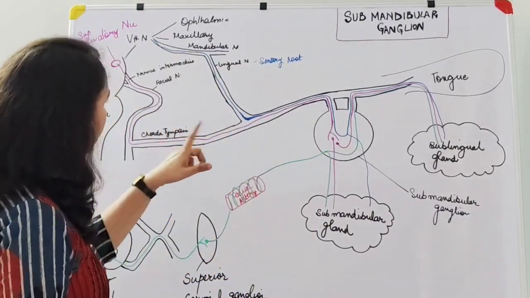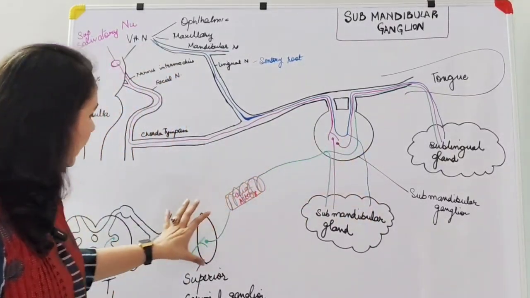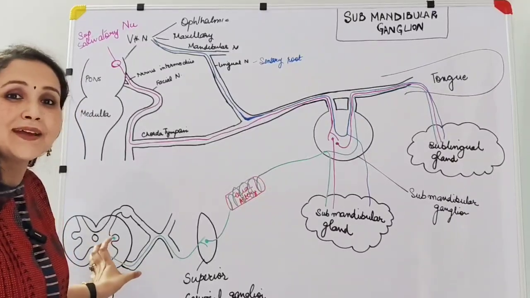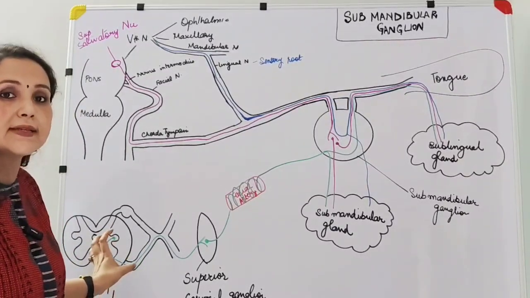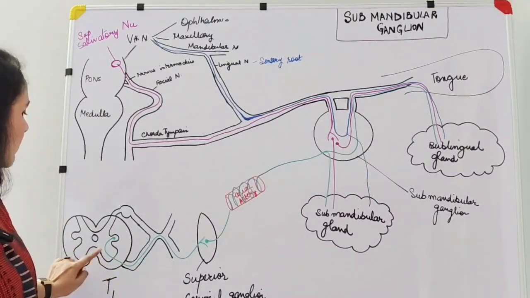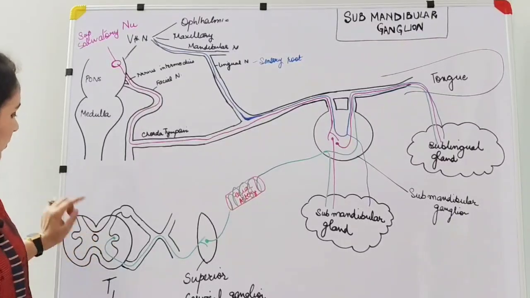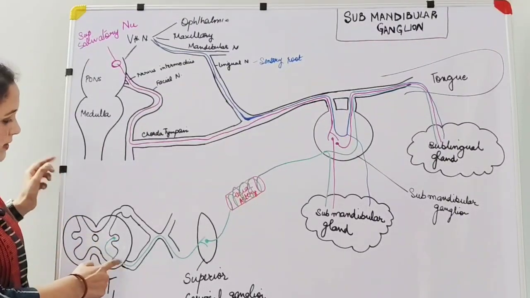Now the next part, the sympathetic part. What about the sympathetic part? Which is the spinal segment from which preganglionic sympathetic fibers are arising? It is from the T1 spinal segment, the lateral gray column of the T1 spinal segment.